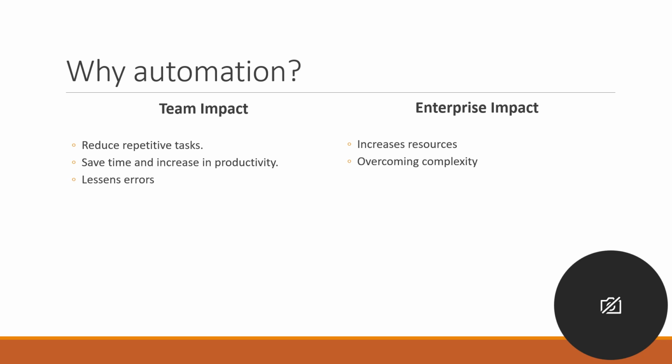So first we'll go over why automation. You can see automation's impact in two different ways outlined here: the team's impact and the enterprise impact. And the way I like to see this is the individual and the business. So first we'll go over the individual or the team impact.